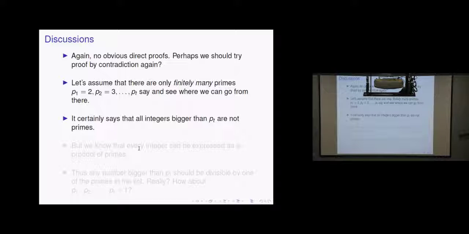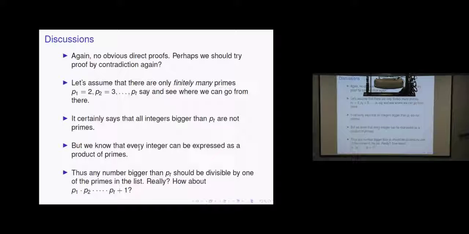Okay, so it certainly says that all integers bigger than pt are not primes, right? Because every prime is here, and after that, there's no more primes. But we know that every integer can be factorized or expressed as a product of primes. This part, again, you need some math. For any natural number, you can keep factorizing until you hit all the prime factors, until you cannot factorize. That's a prime. So here you need some mathematical knowledge, but not too much.